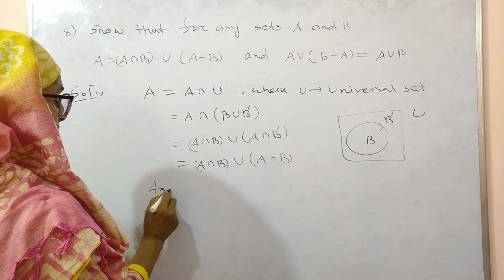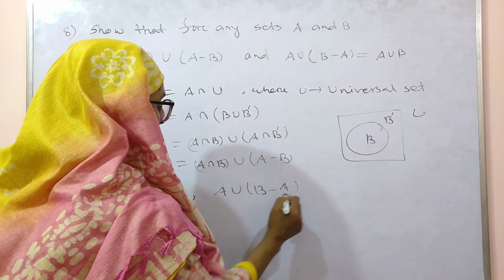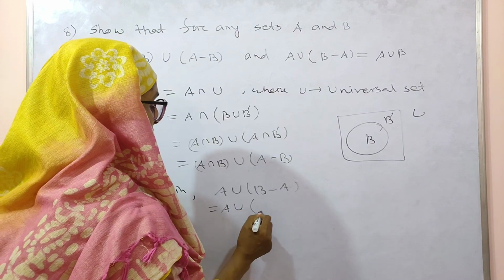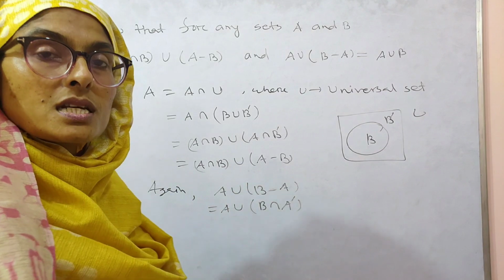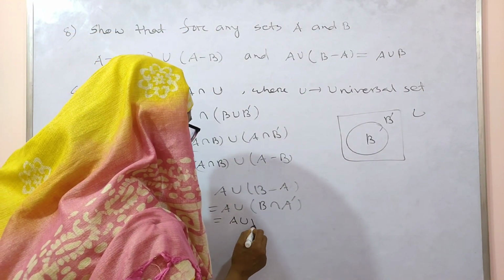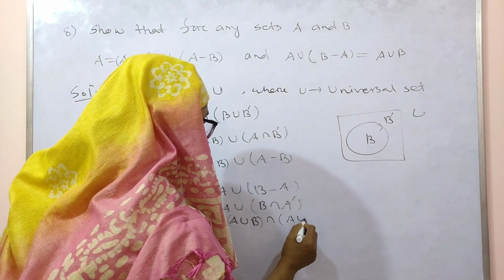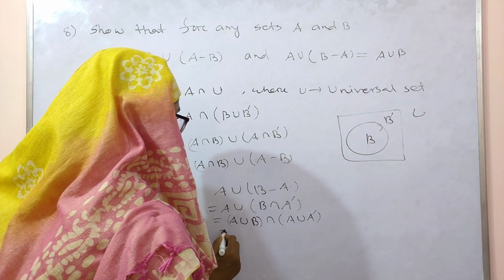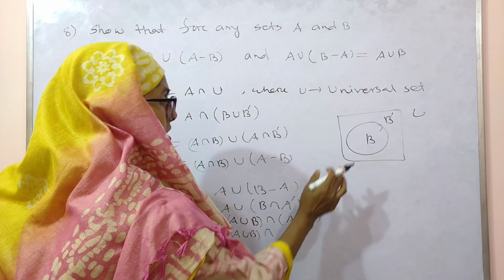Again, (A union B) difference A. You can write (A union B) difference A means B intersection A complement. Or you can write (A union B) intersection (A union A complement).